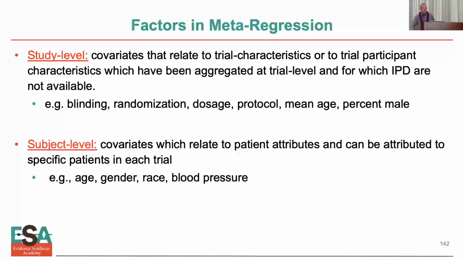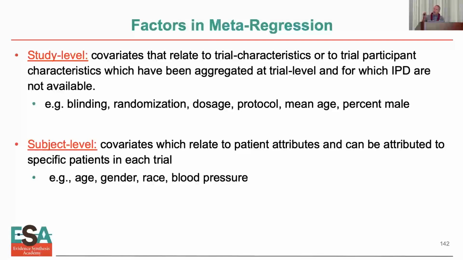So the factors in a meta-regression are either study level, which means covariates that relate to trial characteristics or to trial participant characteristics, which have been aggregated at the trial level and for which individual participant data are not available. For example, it could be a design feature of a study where everybody in the study has the same variable, the covariate. For example, if it's a blinded study, then everybody's blinded, right? Assuming that the blinding works. And therefore, what you're comparing are studies that are blinded with studies that are unblinded. Or if it is something related to a dosage, and everybody gets the high dose or everybody gets the low dose. So you're comparing high dose studies with low dose studies.